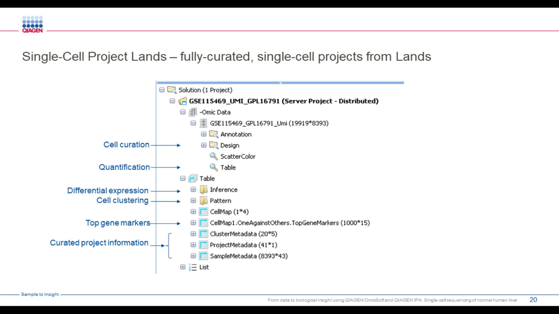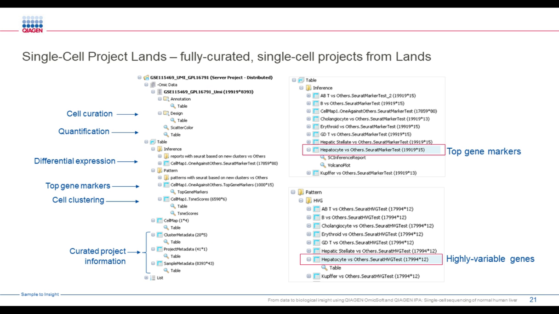So you get the cell curation type, you get the quantification table, you get the differential expression in the inference report, you get the cell clustering pattern. You are going to discover the t-SNE. You have also the top gene markers using Seurat here. And you have a set of curated project information, such as I have described, the cluster, project, and sample metadata. That allows you, based on these heavily curated projects, to simplify, and this is what I've done in my case, to some biological cluster of interest.